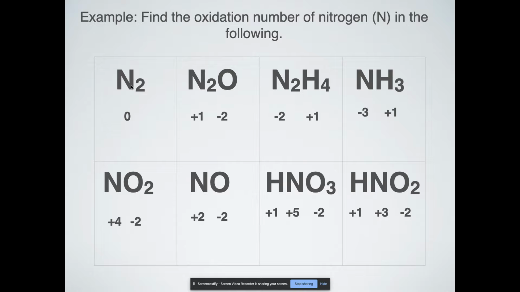So notice, here nitrogen was a 0. Here it was a +1. Here it was a -2, -3, +4, +2, +5, and +3. Each and every one of these is different. So that's why it's important to know your oxidation number rules.